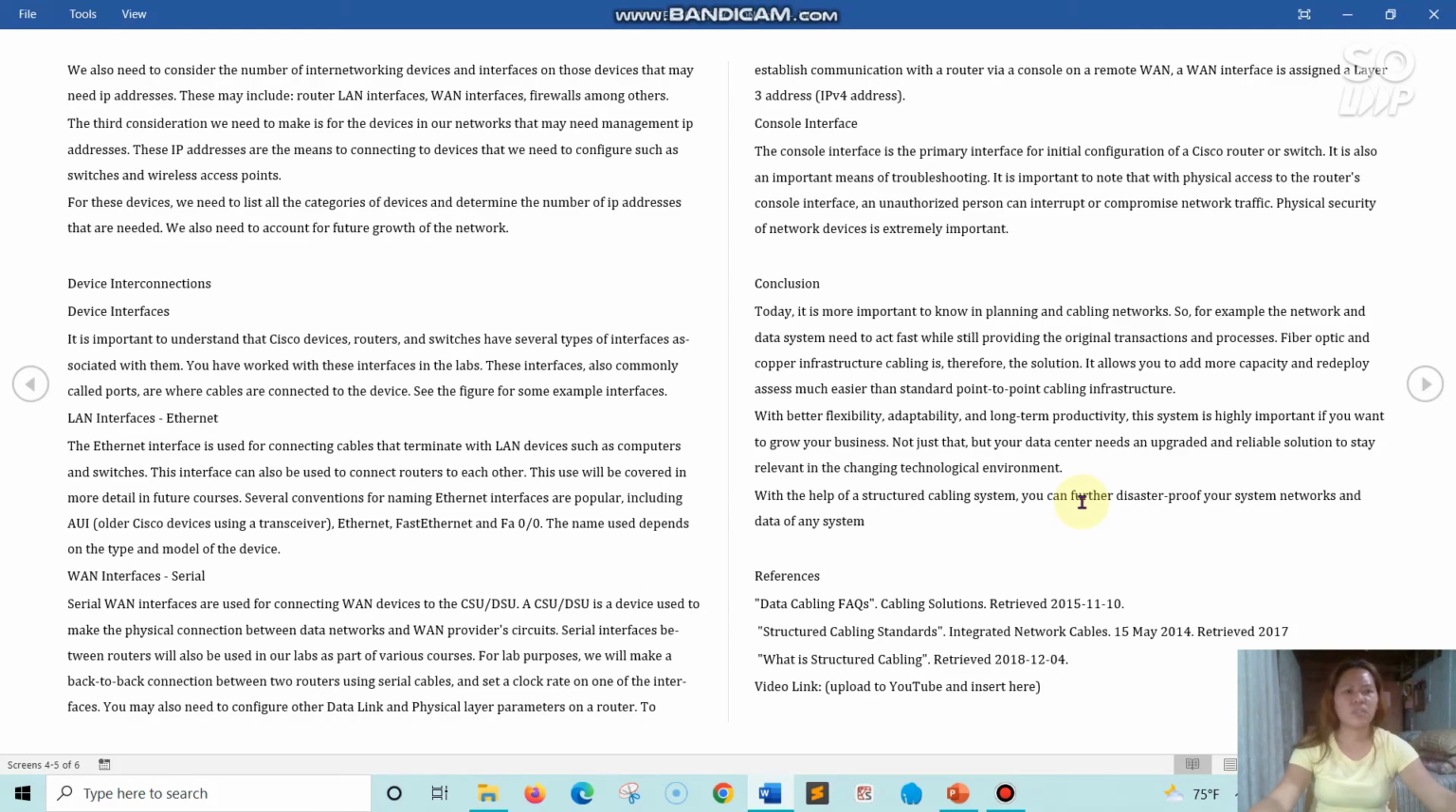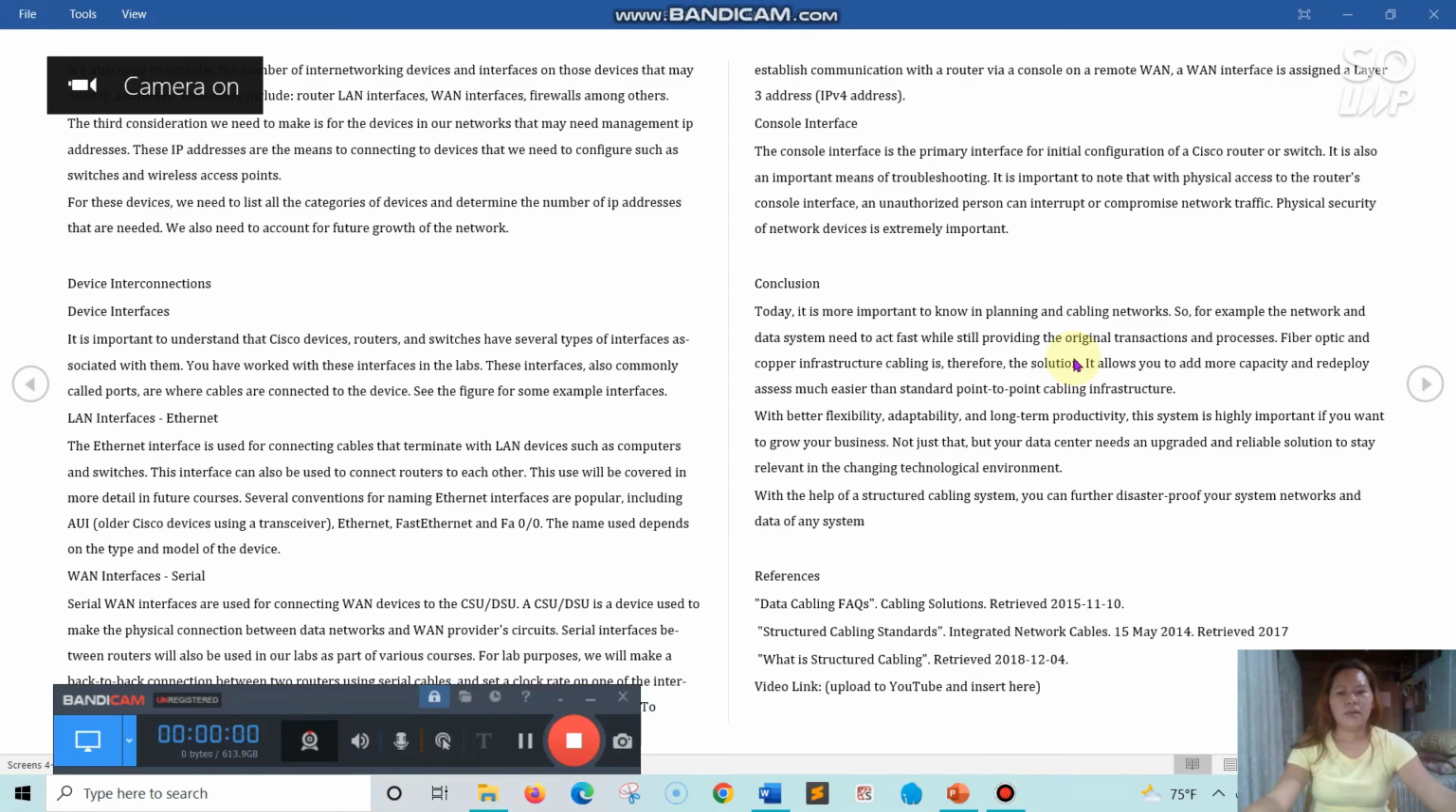It is important to note that with physical access to the router's console, an unauthorized person can interrupt or compromise network traffic. Physical security of network devices is extremely important.